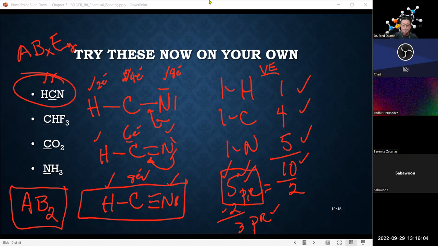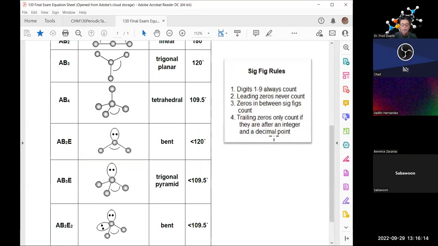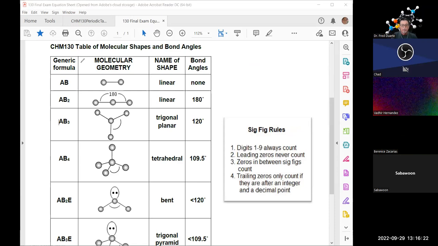Now we go to the, where do you go? Shapes table. Okay, from the shapes table, we look for the AB2. So here's a generic formula, ABE, the first column, second column gives us the geometry, third column gives us the name of that shape, and then the particular bond angle between what is bonded to the central atom. So we look for AB2, here it is, okay?